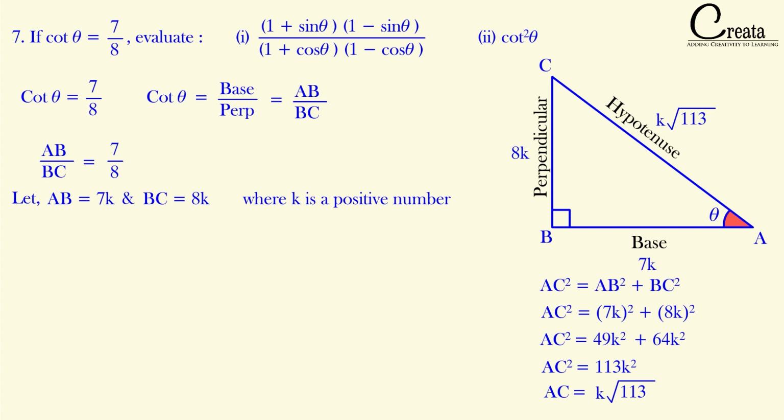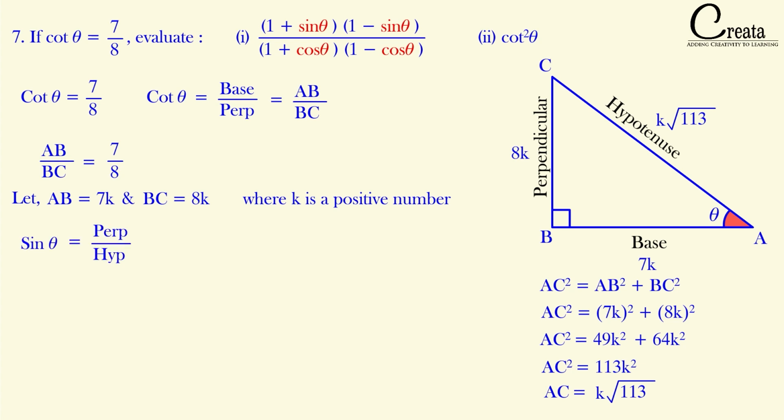So basically we got all the three sides of this triangle, AB, BC and AC, that is base, perpendicular and hypotenuse. Now we can easily find any of the trigonometric ratios. In the first part, we have to calculate the value of the given equation, which involves two trigonometric ratios, which are sin theta and cos theta. So let's find sin theta and cos theta.